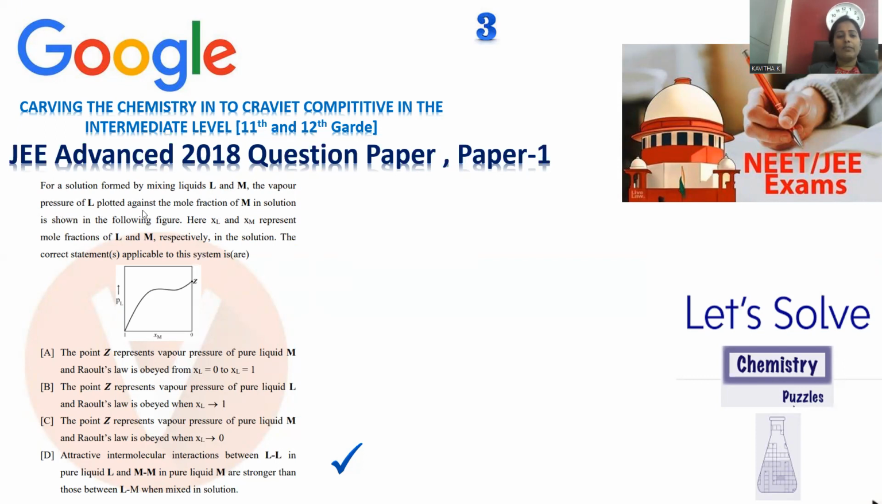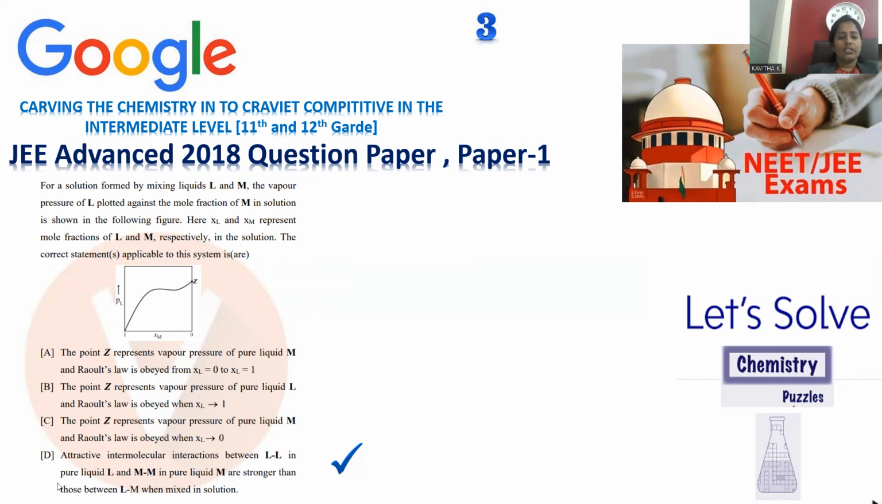The vapor pressure of L plotted against the mole fraction of M in a solution is shown in the following figure. Vapor pressure of L was taken on the y coordinate and mole fraction of M on the x coordinate. This plot was given over here, where you can find the curvature. Here, XL and XM represent mole fractions of liquid L and liquid M respectively. Mole fraction can be taken for two different liquids in the solution. The correct statement applicable for this, so if you go for our application of Raoult's law for these given components, what will be the correct statements?